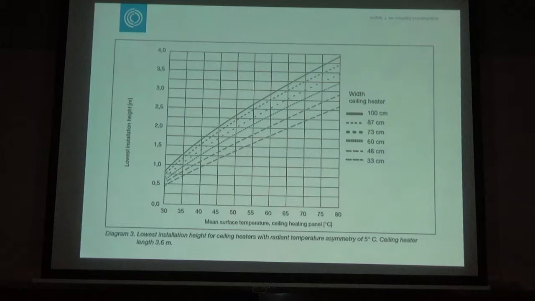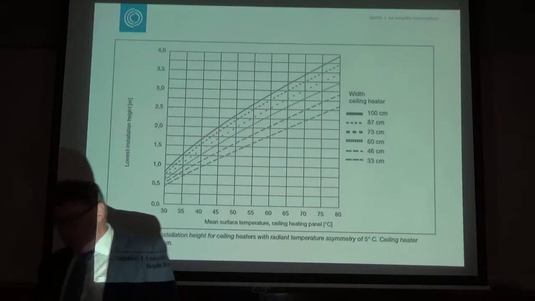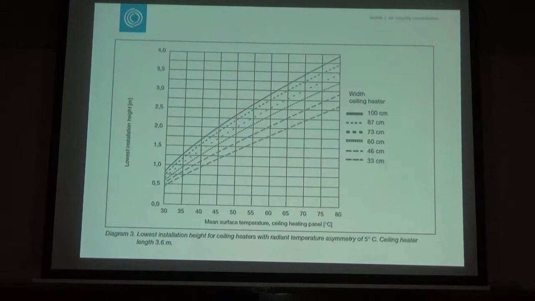Now my EN 14037 certificate tells me that a radiant panel with a mean water temperature of 70 is going to be 65 degrees at the surface, so it loses 5 degrees in heat transfer between the mean water and the surface. So if you take 65, and then take the third line up, 600 millimetres, come across there, and it tells me that the minimum mounting height is 2.7. Minimum mounting height for a 600 wide panel is 2.7 metres at a surface temperature of 65.